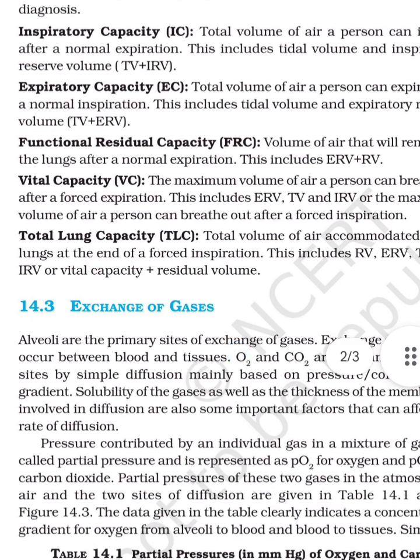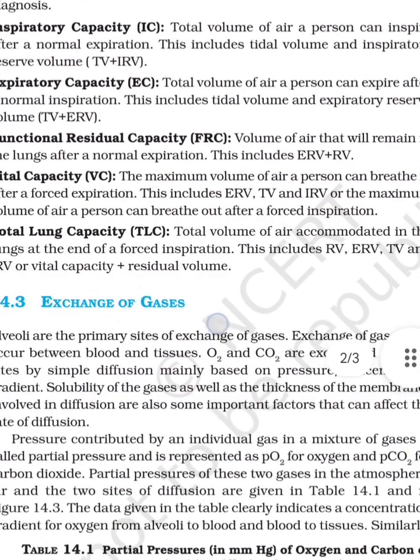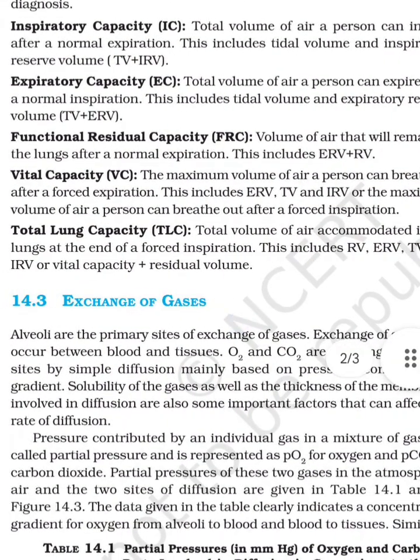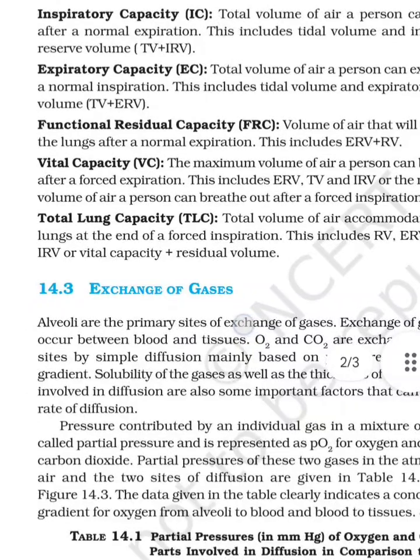And the third capacity is FRC, functional residual capacity, which means it's the volume of air which will remain in our lungs after normal expiration. It includes ERV plus RV, RV for residual volume and ERV for expiratory reserve volume.